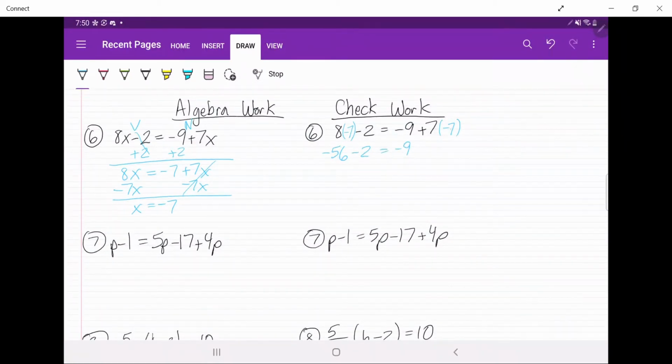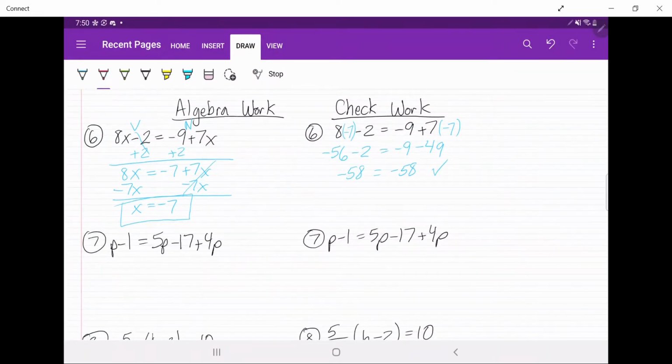And 7 times negative 7 is equal to negative 49. Negative 56 and negative 2 make a total of negative 58. And negative 9 along with negative 49 make a total of negative 58 as well. Both solutions are matching, therefore we know the answer is x equals negative 7. On to the next problem.